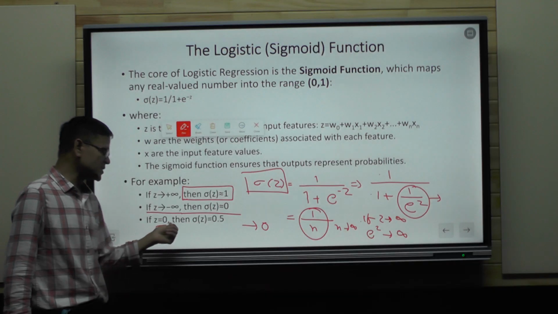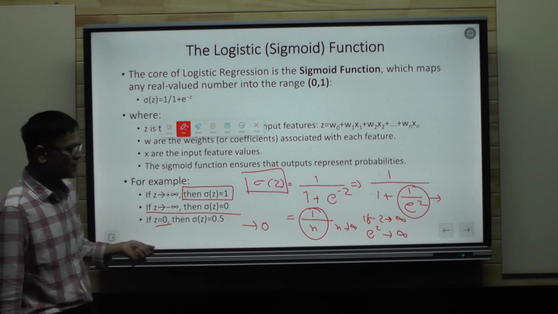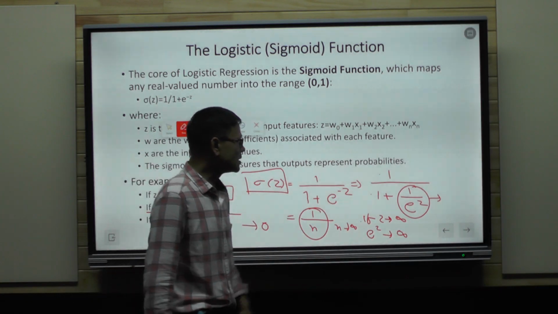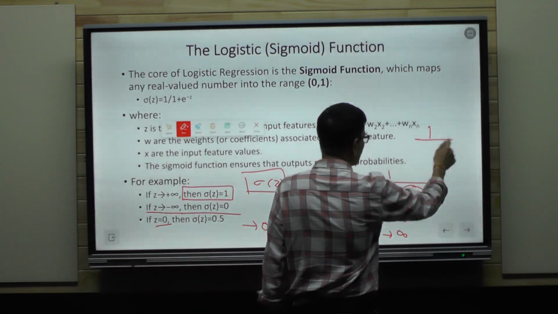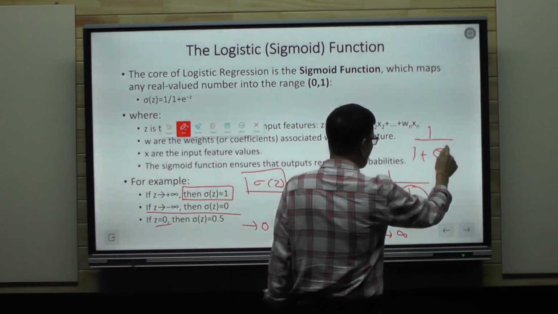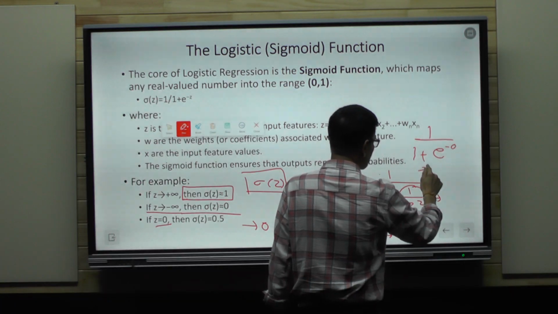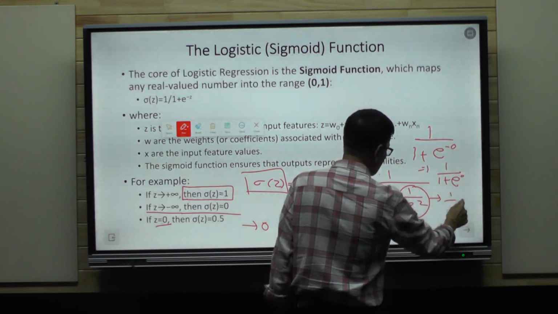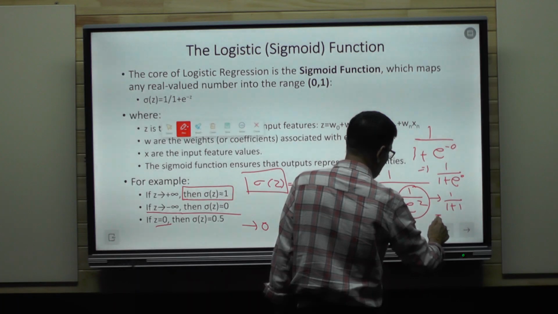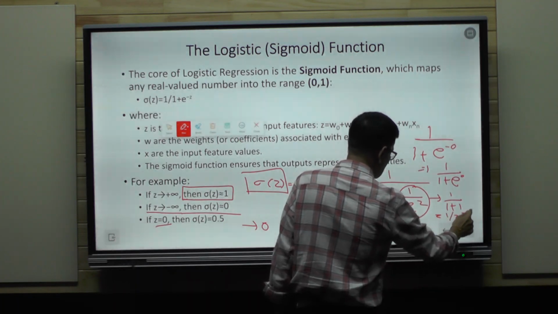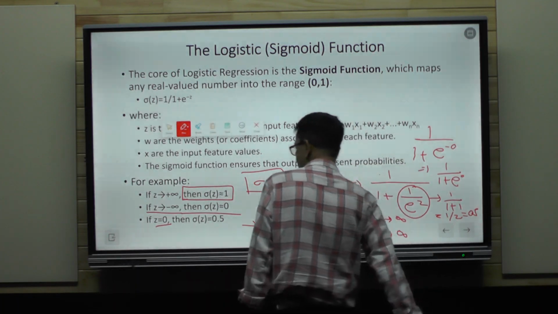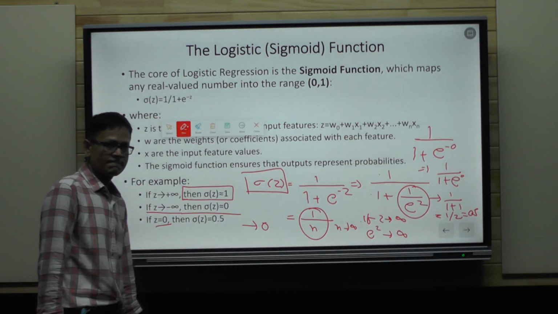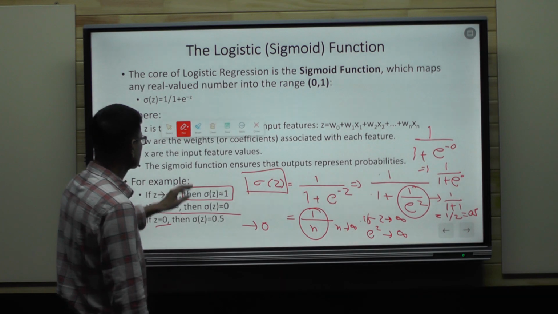Now if z itself is 0, then e to the power 0 becomes 1. So it is 1 upon 1 plus e to the power 0, that is 1 upon 1 plus 1, and the probability is 1 upon 2, that is 0.5. Okay, so this is how the sigmoid function works. Let's clean it up.